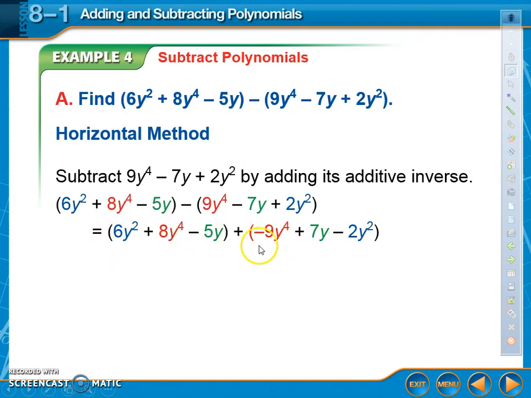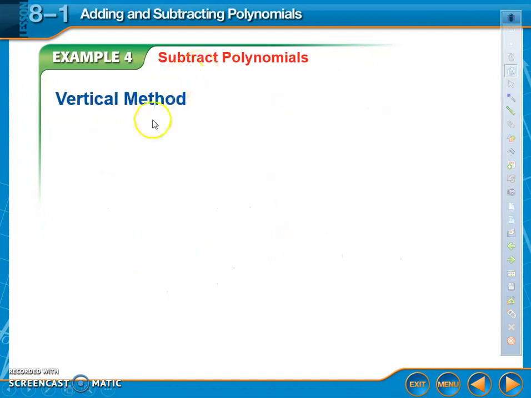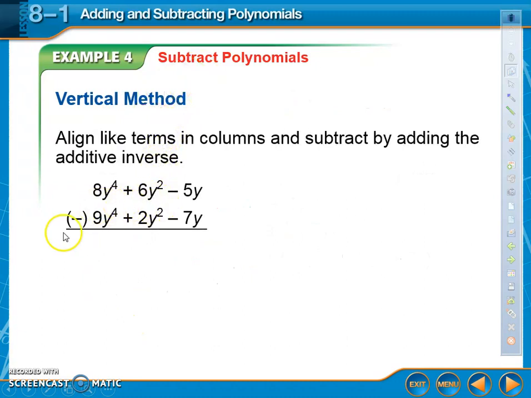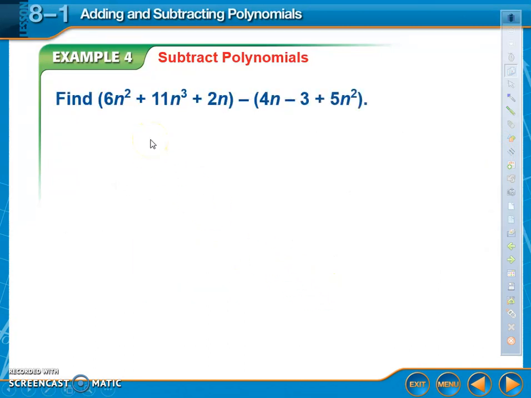Now you're looking at your like terms, an 8y to the fourth, a negative 9y to the fourth. That should be a negative y to the fourth. There you go. Okay, and again, vertical method, same kind of thing. They just put the minus sign out there, so it's like 8y to the fourth minus 9y to the fourth. Whichever way works for you guys. I don't really care. I don't do it this way. I do it the other way just because I think this is a lot more work than just drawing the little lines like I do. So there you go.